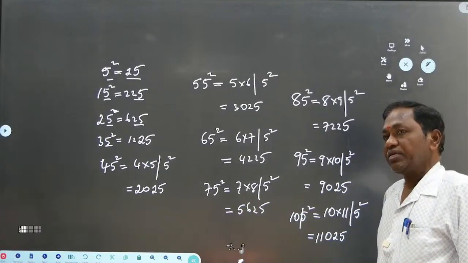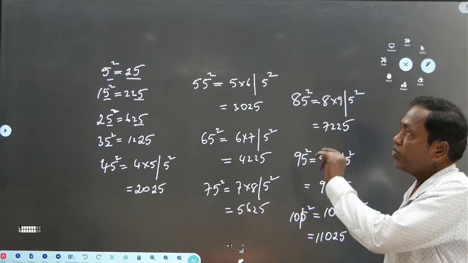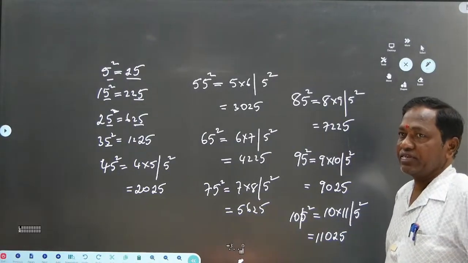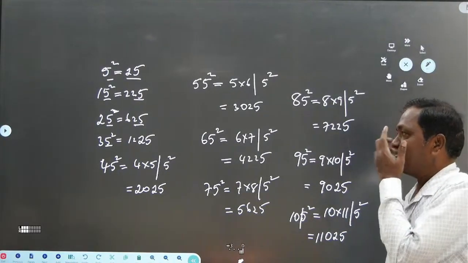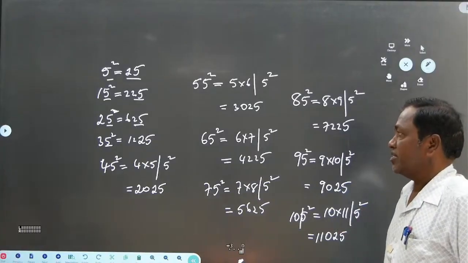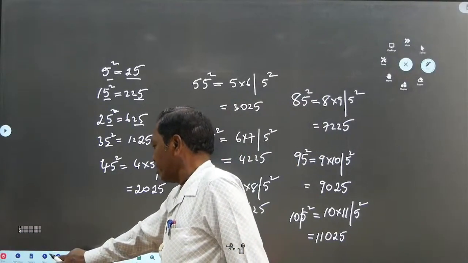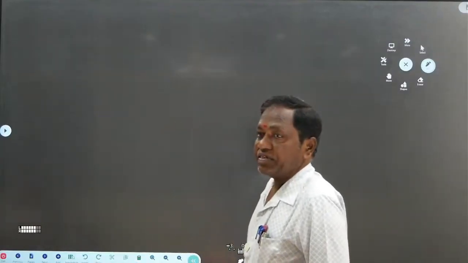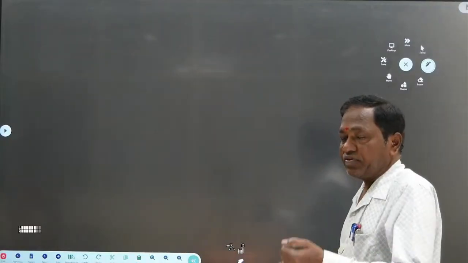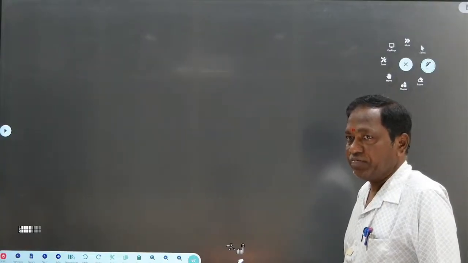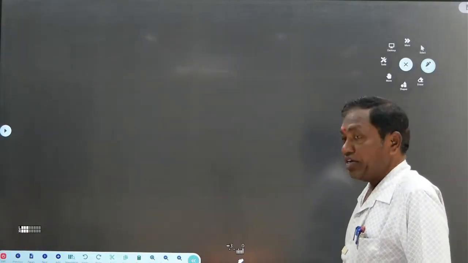This is possible only for numbers ending with 5. Any number ending with 5, it is like that. There are many things, but we don't need so much. Now the first item we said was how to make squaring of numbers.